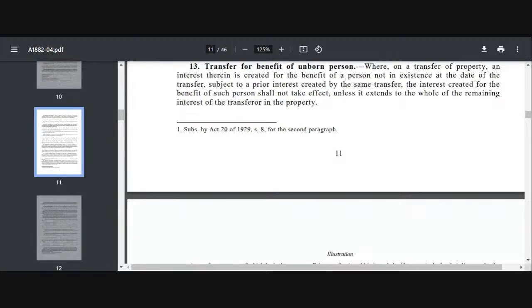But there are certain rules which you need to follow before transferring for benefit of unborn person. So ठीक है, आपने unborn person को transfer करा, but आप उसको directly transfer नहीं कर सकते हो. So I cannot transfer anything directly to an unborn person. I cannot transfer anything directly to the child of someone who is not yet in existence, right? But you can transfer it for his benefit. And for transferring for his benefit, you have to follow two conditions.